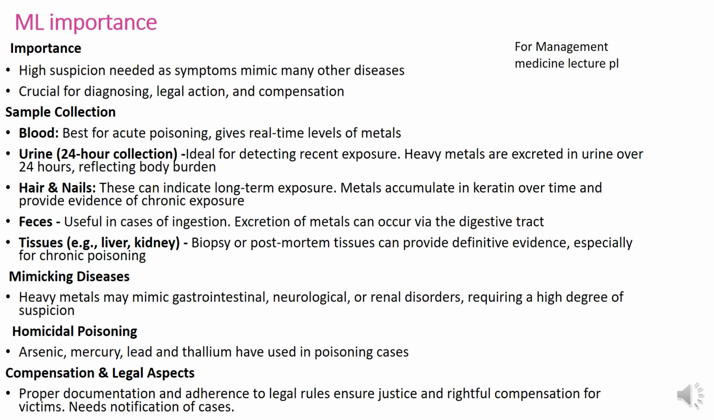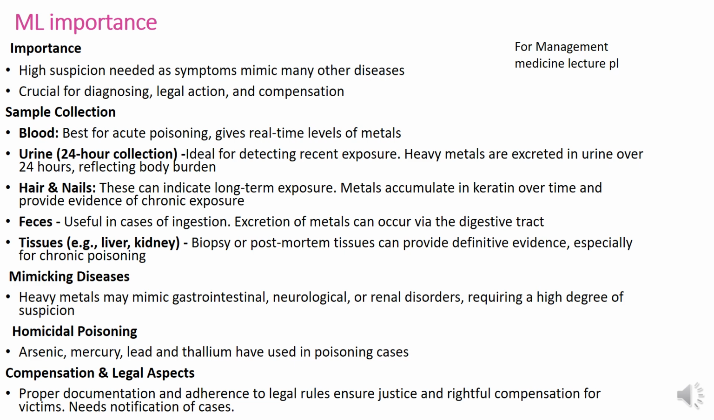So now it's time to discuss medico-legal importance and heavy metal poisoning. The first thing is high suspicion because it has got common symptoms for other diseases and mimic many other diseases. And also suspicion is very essential for legal action and to get compensation such as in occupational diseases. How about sample collection? Now, blood is one of the best samples as always because it could give the real-time values as well. And also urine, probably 24-hour collection. We can get the idea about the exposure, recent exposure and excretion and the levels, etc.